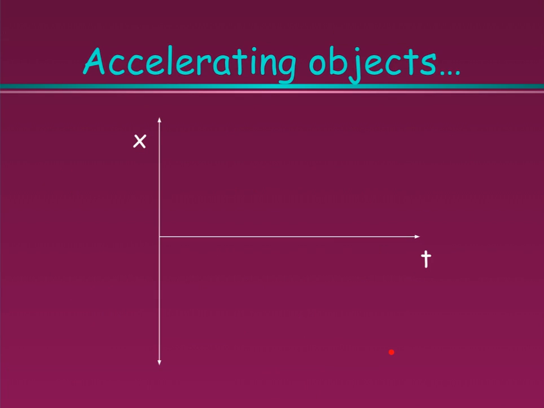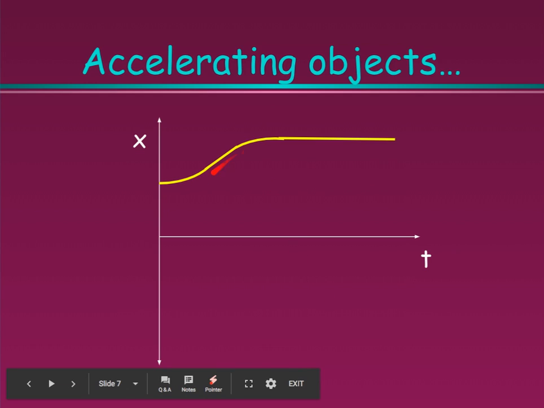Okay, so accelerating objects. How can we tell based upon a position versus time graph if an object is accelerating or decelerating? Well, as we said yesterday, if we look at a certain line, we can tell an object's velocity from this by the slope. And so the steeper the slope, the faster it's going. So right here is its fastest speed, and then right here is its slowest speed. It's not moving at all.